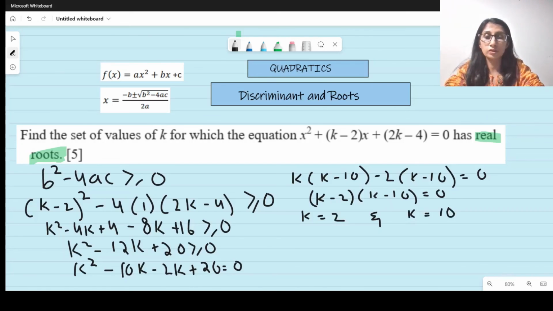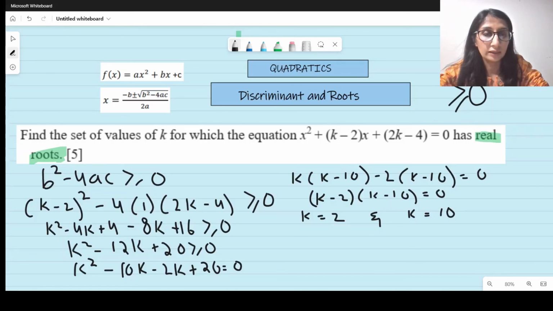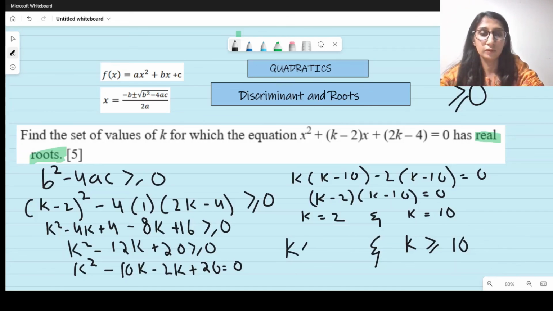Now, since the question is on inequality and it is greater than or equal to 0, like discussed in the video on inequality, you'll write k is greater than or equal to the bigger of these two numbers, which is 10, and k is less than or equal to the smaller of the two numbers, which is 2.